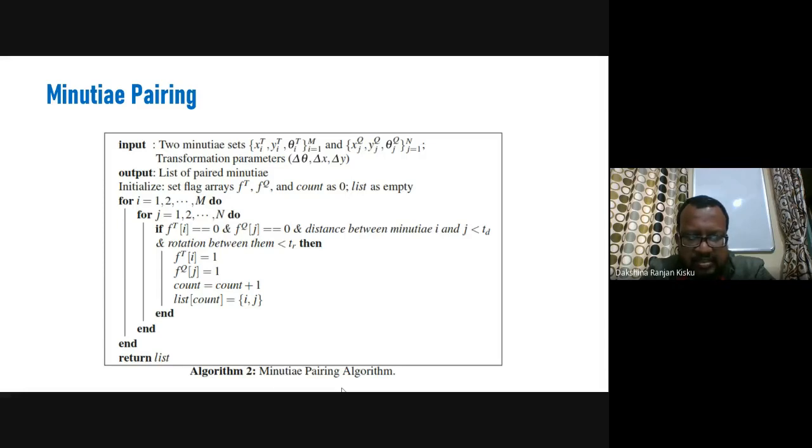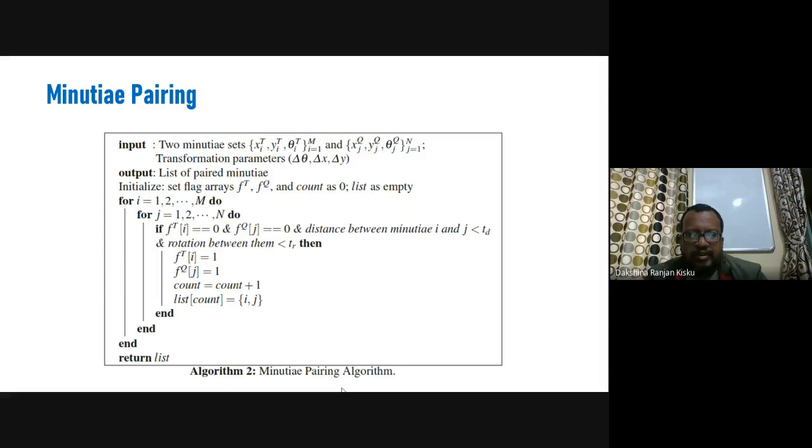If both the flags are zero and the distance between minutiae i and j is less than td. Here td is the threshold. Okay, this threshold is determined from the training set, and it will be compared with the deviations of the locations. That is why td is written, where d represents the distance. This distance, or the deviation of the distance, is obtained from the transformation parameters.